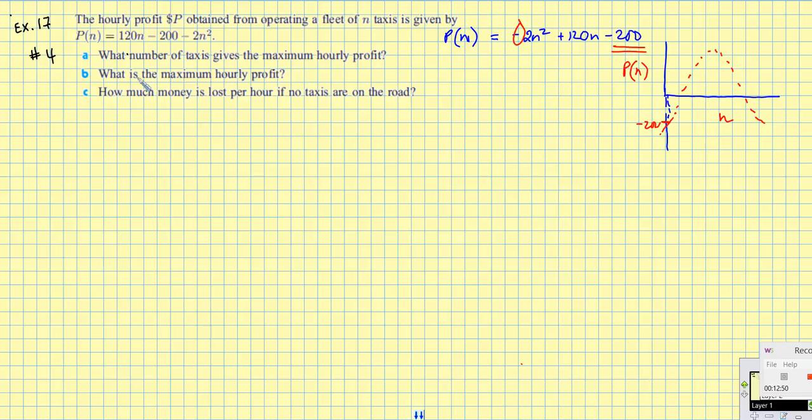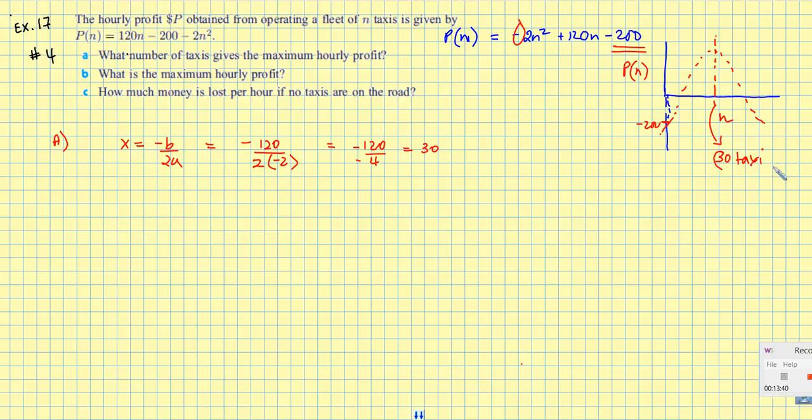Okay, so the first question then asks in part A, what number of taxis gives the maximum hourly profit? So again, we're looking at x equals negative b over 2a, which is equal to negative 120 divided by 2 times negative 2, and that gives us 120 divided by 4, which equals 30. Okay? So we know that the number of taxis that gives the maximum profit is 30 taxis. That's my value of the x.